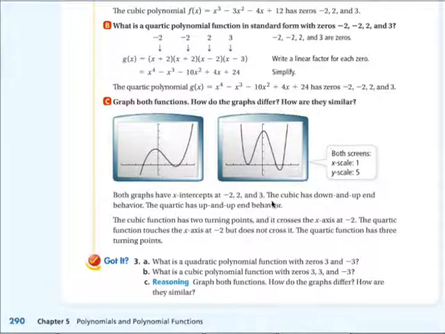That's one way that they're different. The cubic has down and up end behavior. The quartic has up and up end behavior. So while having the same zeros, there's a slight difference that we'll get to in a second. The cubic function has 2 turning points and it crosses the x-axis at negative 2. The quartic function touches the x-axis at negative 2 but does not cross it. And the quartic function has 3 turning points. So a lot of information there.